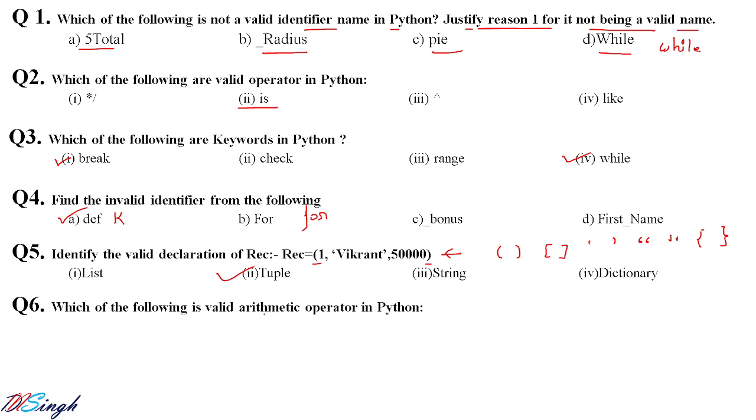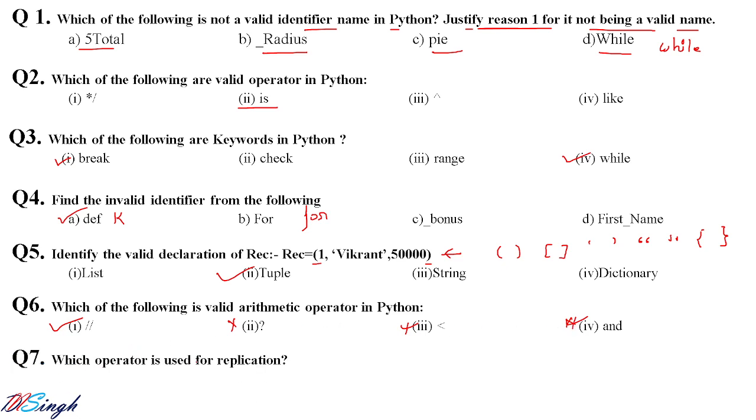Which of the following is a valid arithmetic operator in Python? Let us see the options. The arithmetic operator is this one, called floor division. In the quotient you will get only the non-fraction or integer part. The fraction part will not come if you floor divide any two numbers. This is a relational operator, so we are not going to use this. This operator does not exist in Python, and this is a logical operator. So these three cannot be the option.